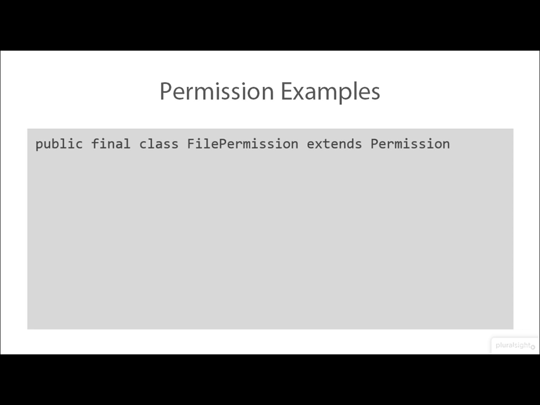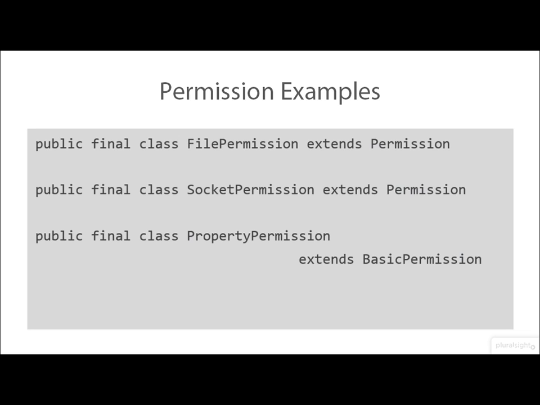And there's some examples of permissions here. For example, there's a file permission, and this extends the base permission class, and the file permission gives us or disallows us access to the file system. So we'd use this to set up read and or write access to the file system. There's a socket permission, and we can use this to allow us to access sockets on specific ports. And there's also things like a property permission, and this extends a base class called basic permission, which many other classes do. And the property permission allows me access to basic properties within the Java runtime, and we'll see examples of this in a moment.